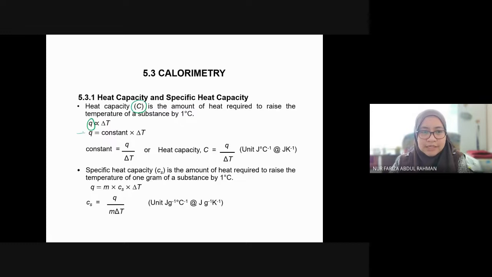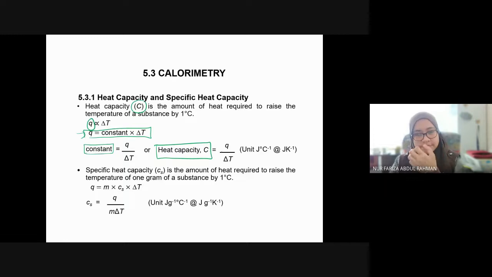To solve this relationship, we have this equation: Q is equal to constant times delta T. If we want to find the constant, this constant is what we call heat capacity. As long as we use the same substance, the heat capacity will be the same. For example, if you are conducting an experiment in the same calorimeter, the heat capacity of that calorimeter will be the same throughout the experiment. So that is what we call heat capacity.